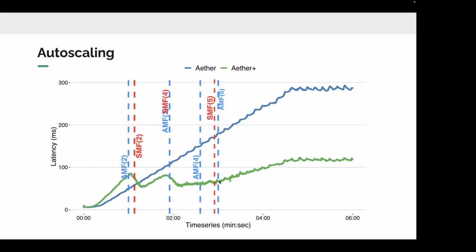If we had more resources, more pods would have come in, and it would have never gone up like this. It would have stayed similar to this line. But it does give better performance, like 3x better performance as compared to the vanilla Ether that we have in the system.